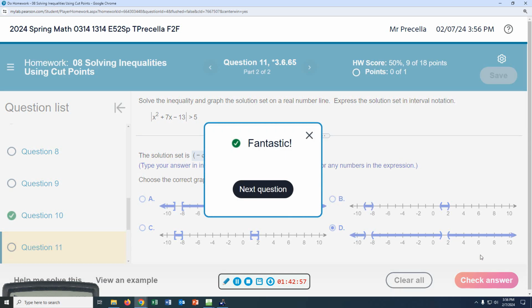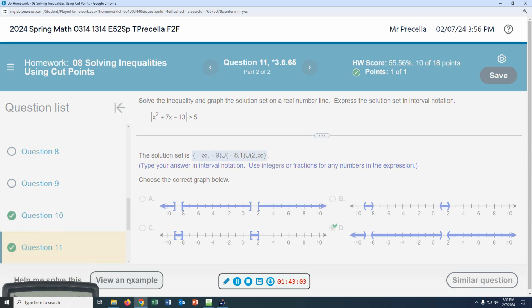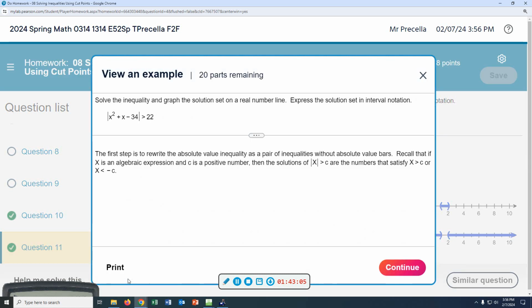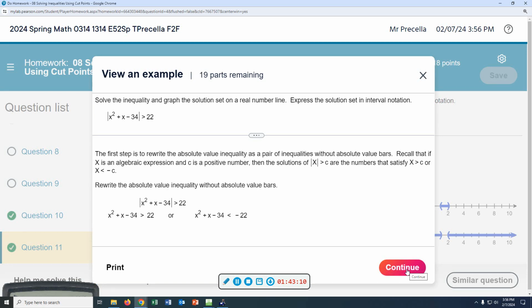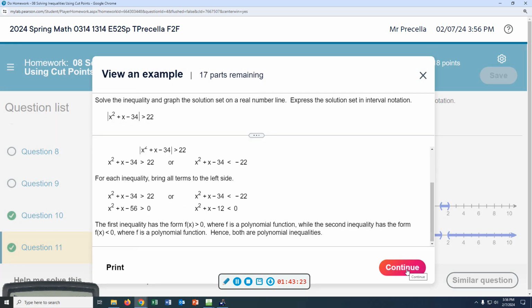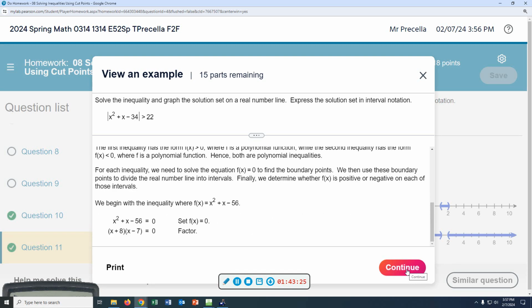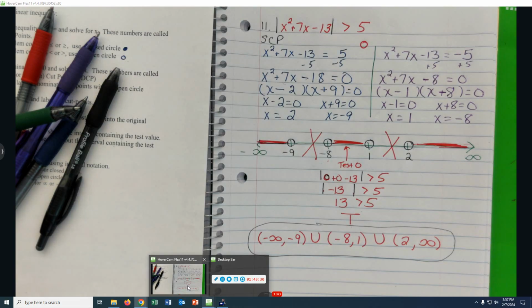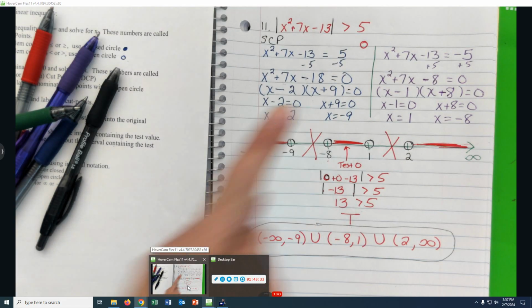Natural question is, why did they do that before? Well, if you look at view an example, and we as teachers, we can turn that off. And every semester I'm thinking, oh gosh, I want to turn this off. But look at what they're doing. How many times, look at that, greater than 22, less than negative 22. It goes on and on and on. At this point, right here, they've factored. They've just done what we were doing right here. Okay?